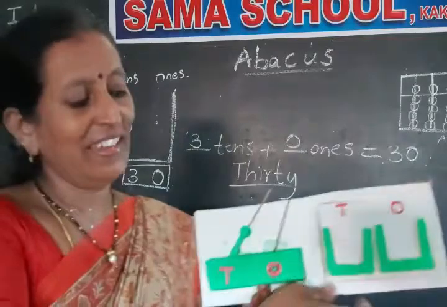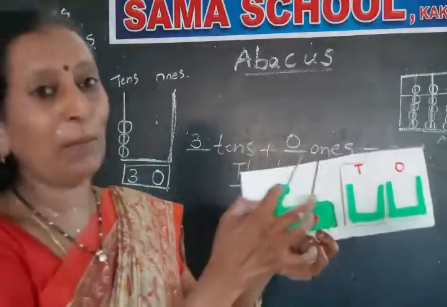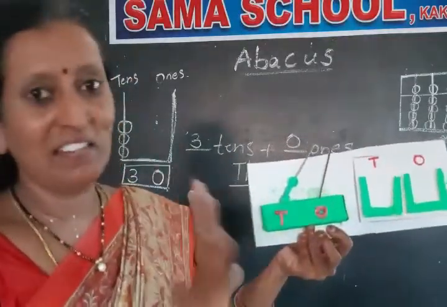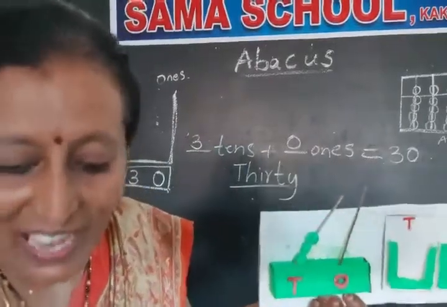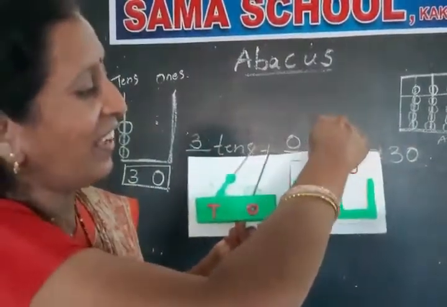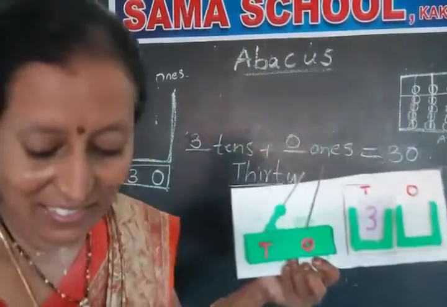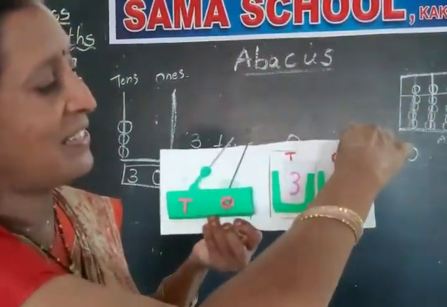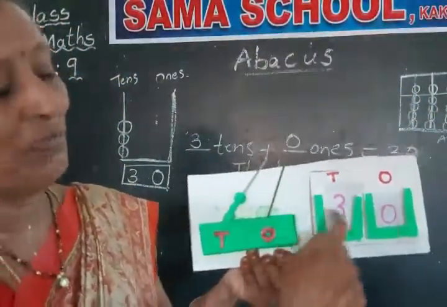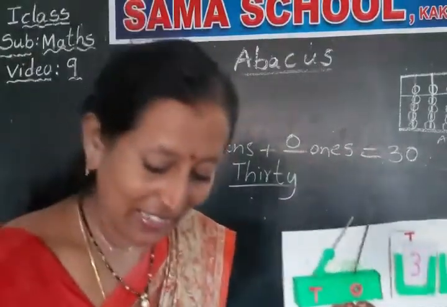Now see that? In the tens place I gave 3 beads and in the ones place nothing. So you write 3 tens and 0 ones. So what is the number now? 30, no?